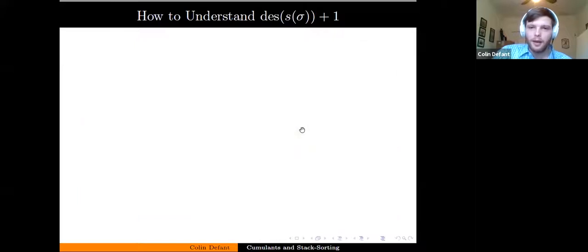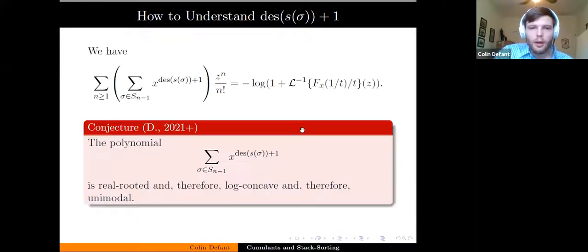Okay. I'll just mention that I've conjectured that these polynomials are real rooted. This would imply that they are log concave and that therefore the coefficients are unimodal. I don't know how hard this is to prove. I expect the real rootedness could be hard. I'm not sure about the unimodality. And I've checked this for n up to 33.